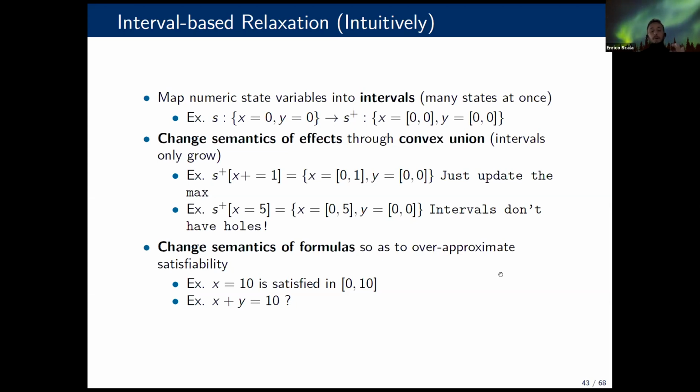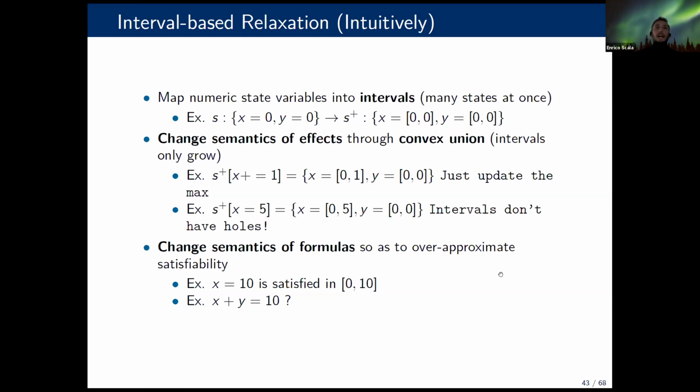Each state is a particular choice that you make over these intervals. And then you change the semantics of effects through what is called the convex union. Basically, the convex union, very intuitively, is a way to make it possible that every time you apply an action, the set of intervals only grow.